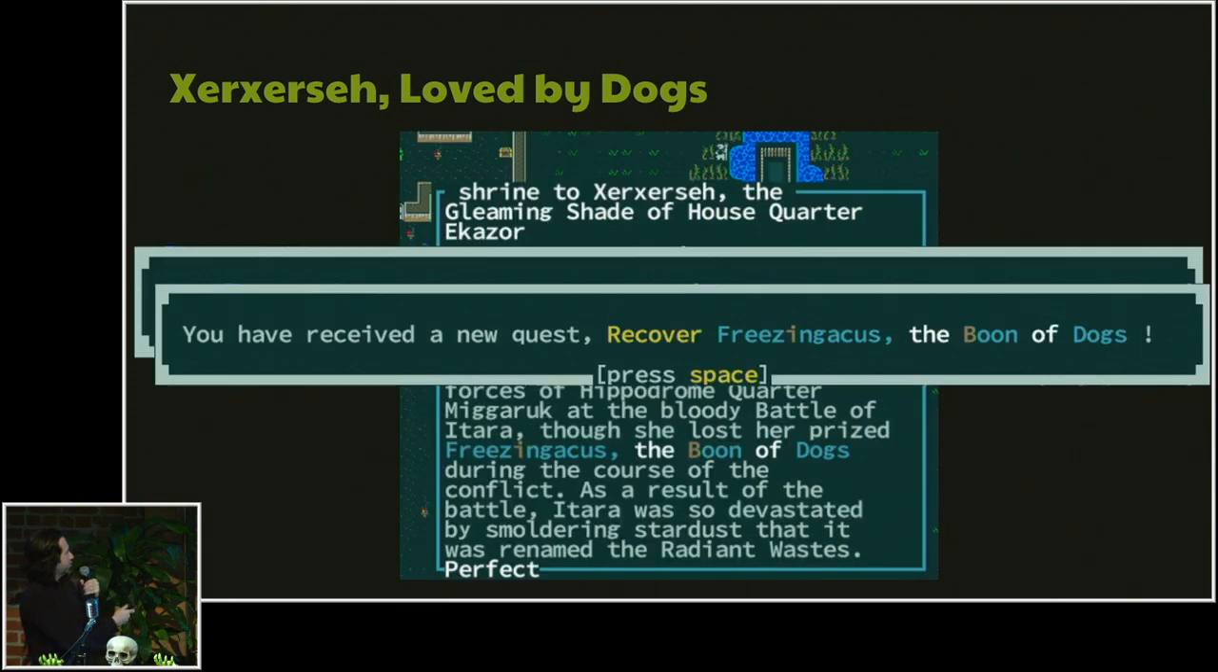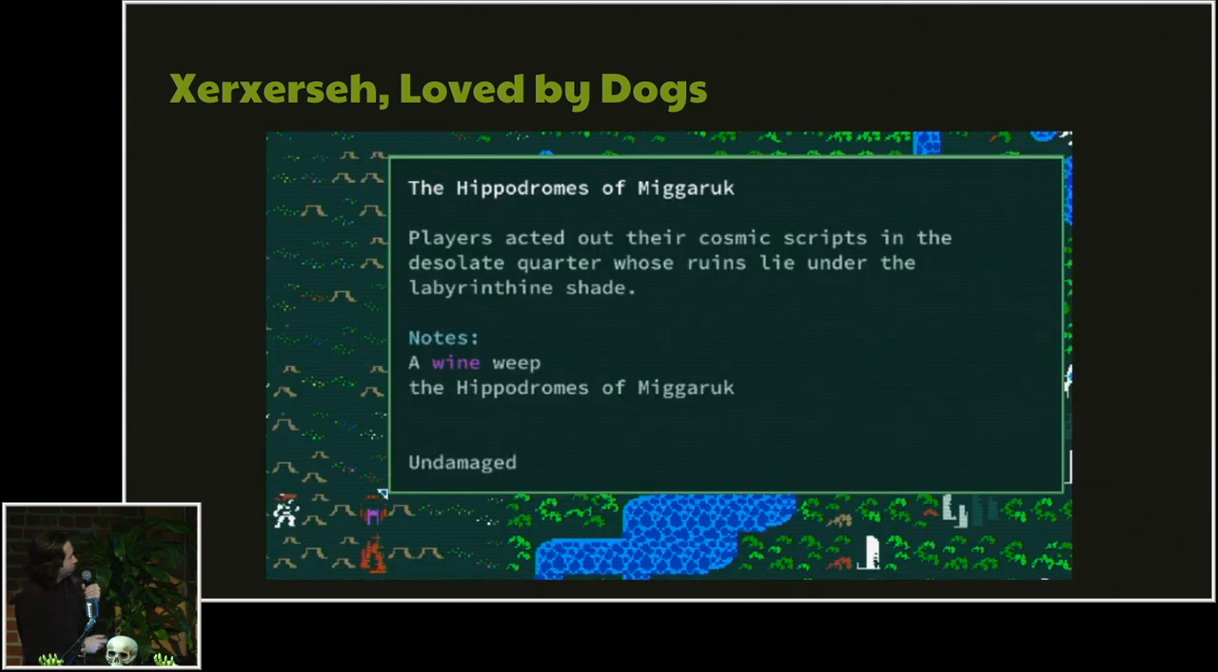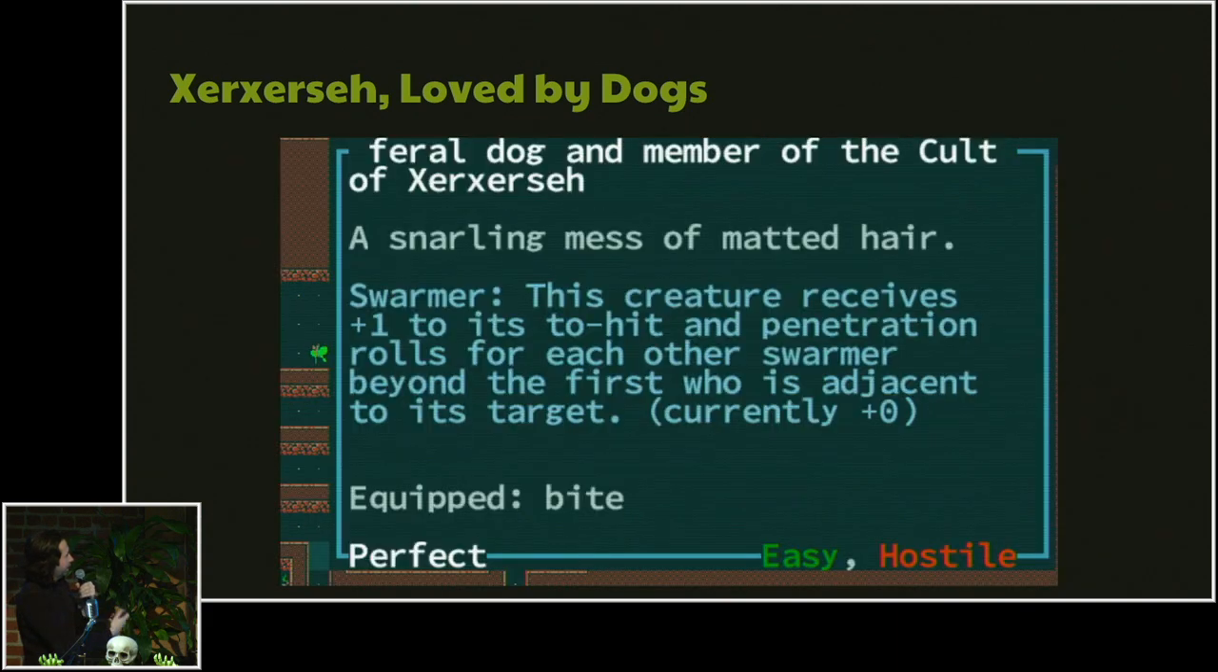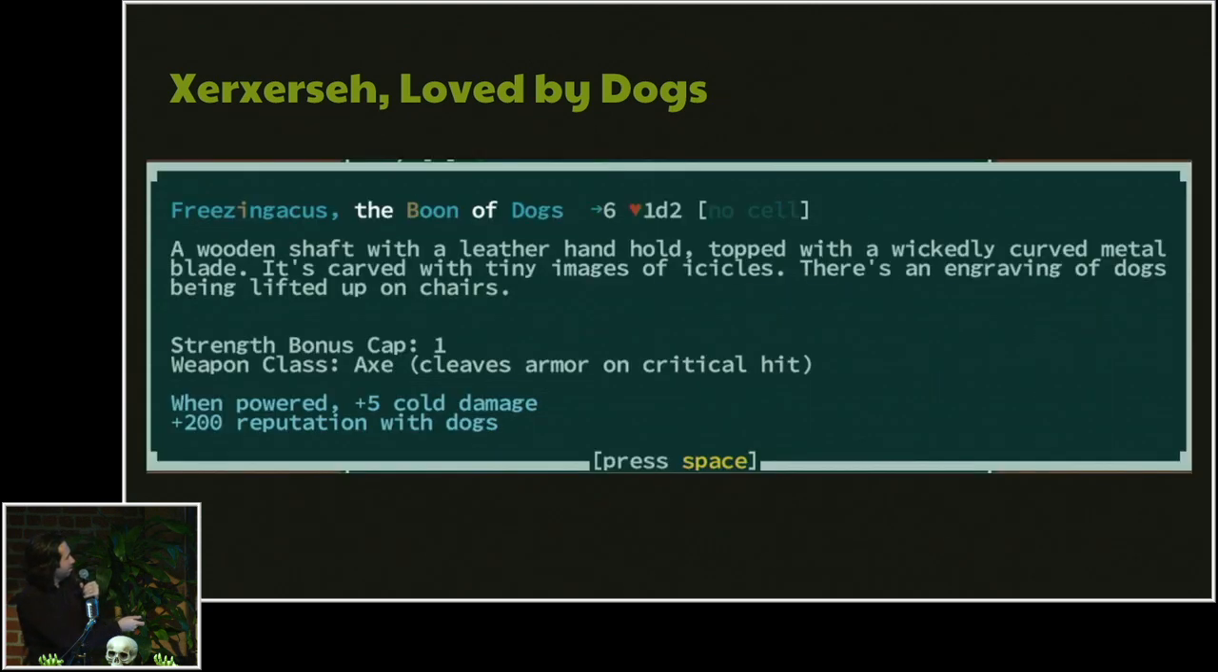So again, if we remember this quest here, we got the quest to recover Frizingicus. We're going to the Hippodromes of Migaruk, which again is a real location in the world. And when we get there, sure enough, there's a dog cultist. There's a feral dog and member of the cult of Circe. This place will be populated with dog cultists. They're generally aggressive, so you can kill them all, or maybe find some other way to endear yourself to them, which is possible. They might let you pass through the halls of Migaruk and end up actually finding Frizingicus.